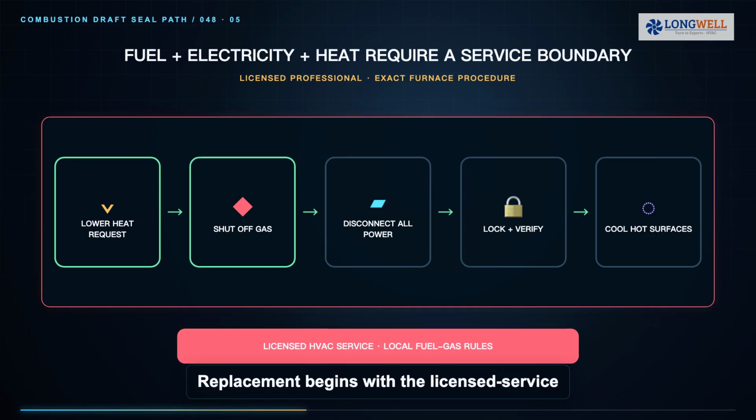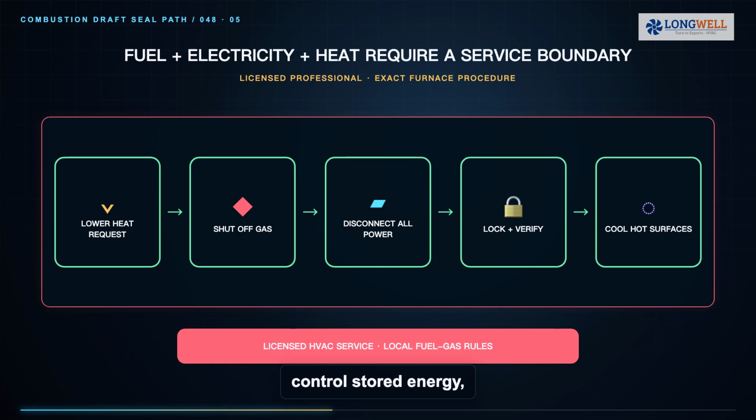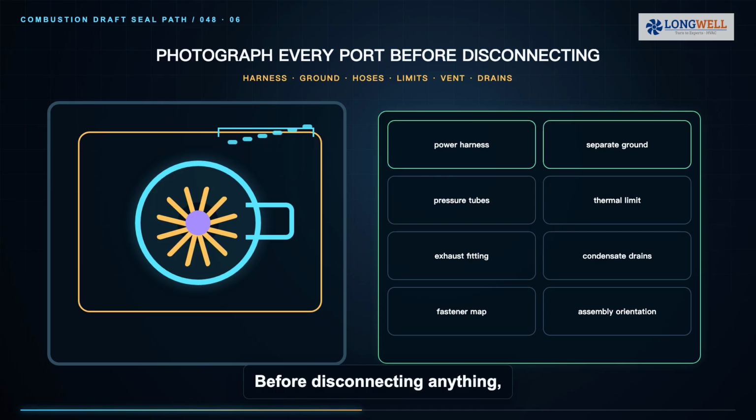Replacement begins with the licensed service boundary. Lower the thermostat request, shut off the gas supply as the manufacturer procedure requires, disconnect every electrical source, apply the applicable lockout or tagout procedure, control stored energy, and verify de-energization. The furnace may have more than one power switch. Let hot surfaces cool, use suitable gloves around sharp sheet metal edges, and follow the exact equipment manual and local fuel gas requirements. Before disconnecting anything, photograph the complete assembly.